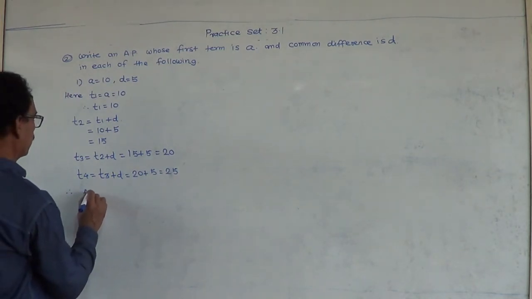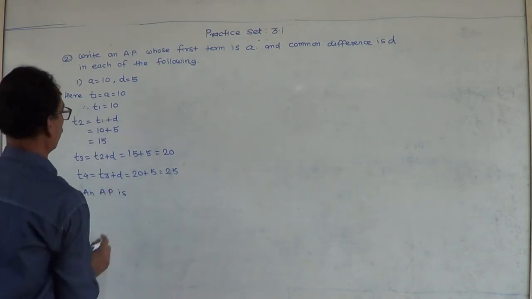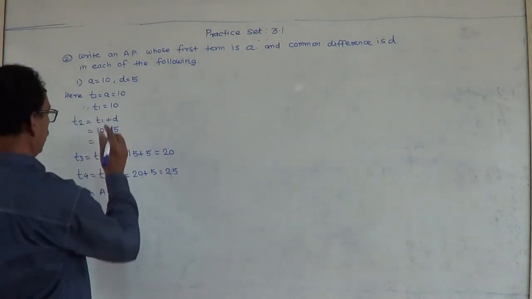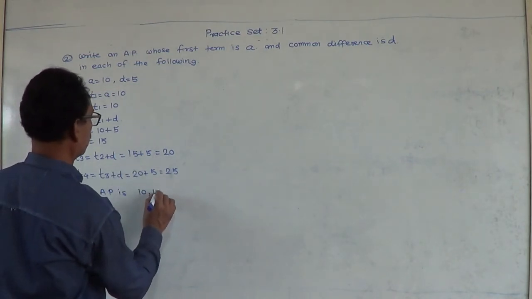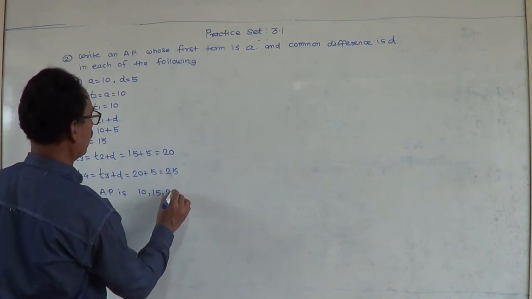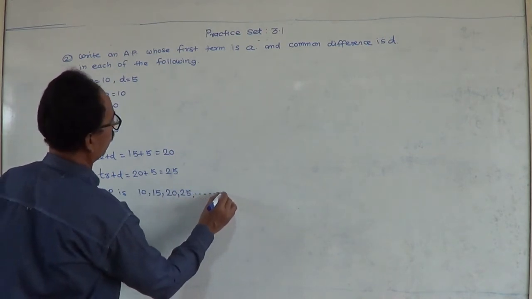So an AP, arithmetic progression, while writing we write the first term T1 is 10, then T2 is 15, then 20, 25 and so on.